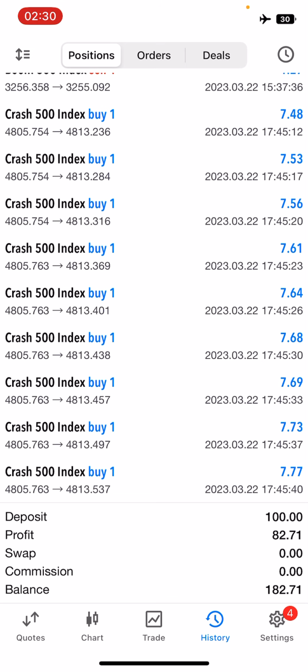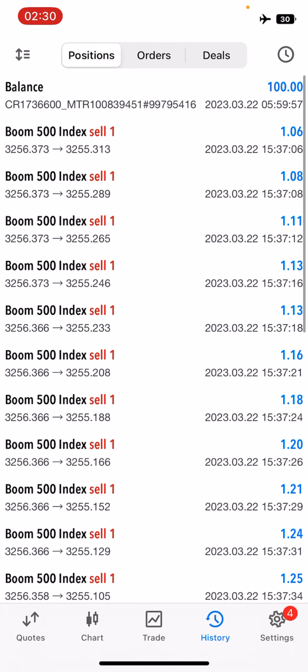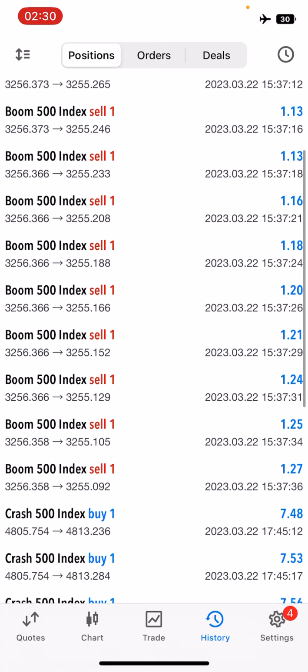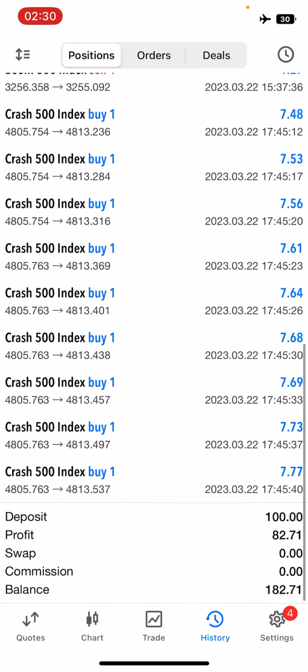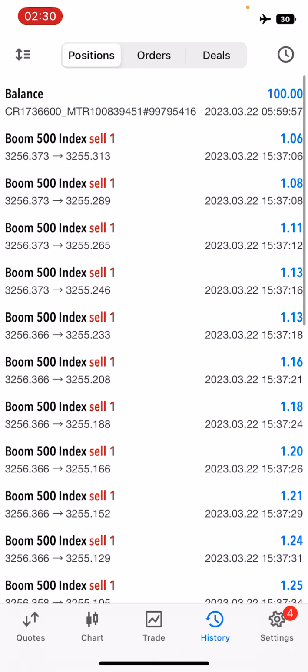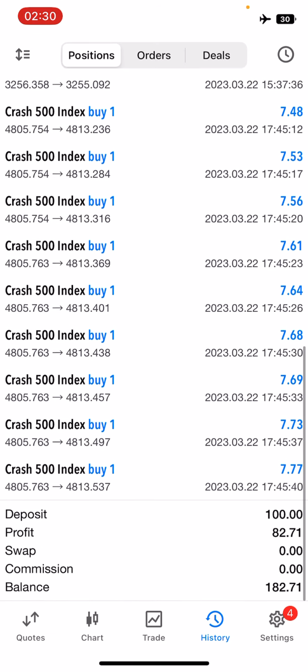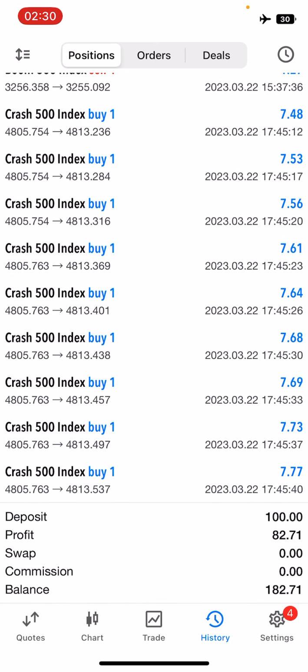Today I want to share with you guys a very simple strategy that I used today. As you can see, today is 22 March 2023, and these are the trades that I took with the strategy that I'm about to teach you. We had a deposit of $100, and by the end of the day we had made 82% in profit, leaving us with a profit of $82 in just one day.